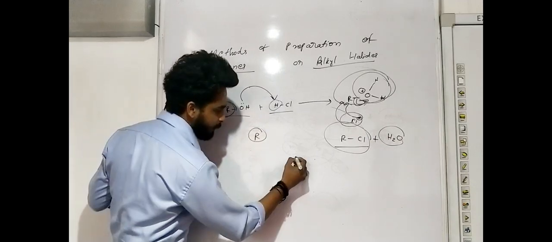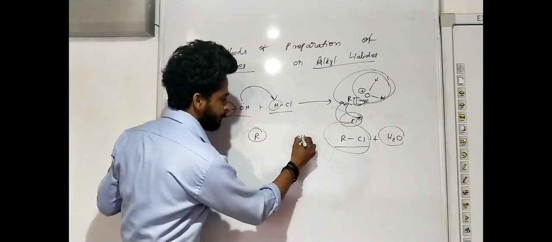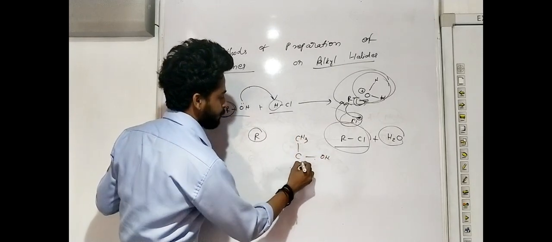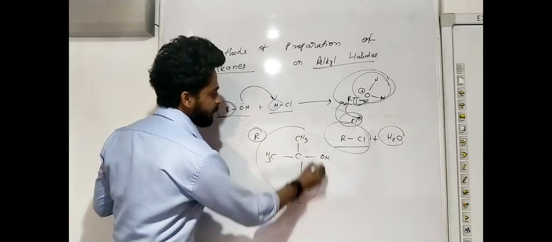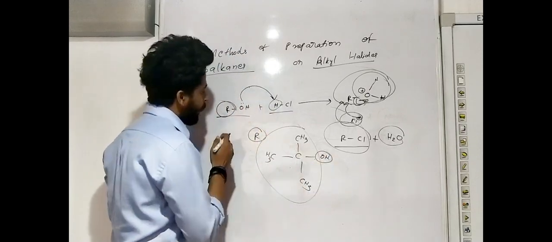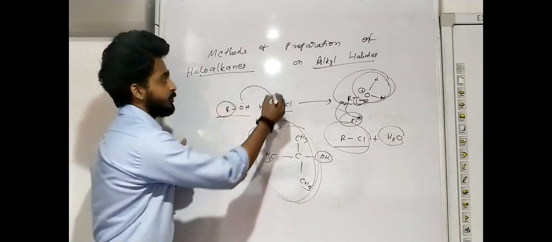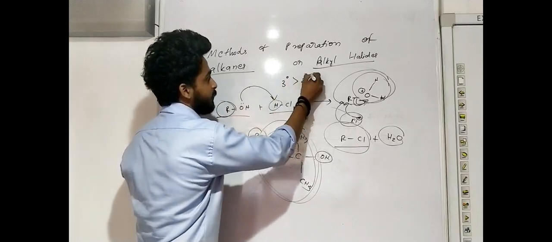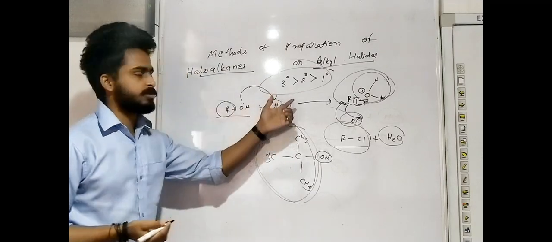This reaction is important because it mainly depends on the R group. Here, this is a tertiary compound, a tertiary alcohol. If the R group is tertiary, you know that tertiary carbocation stability is more than secondary and primary. So this reaction rate will be more compared to secondary and less compared to primary.